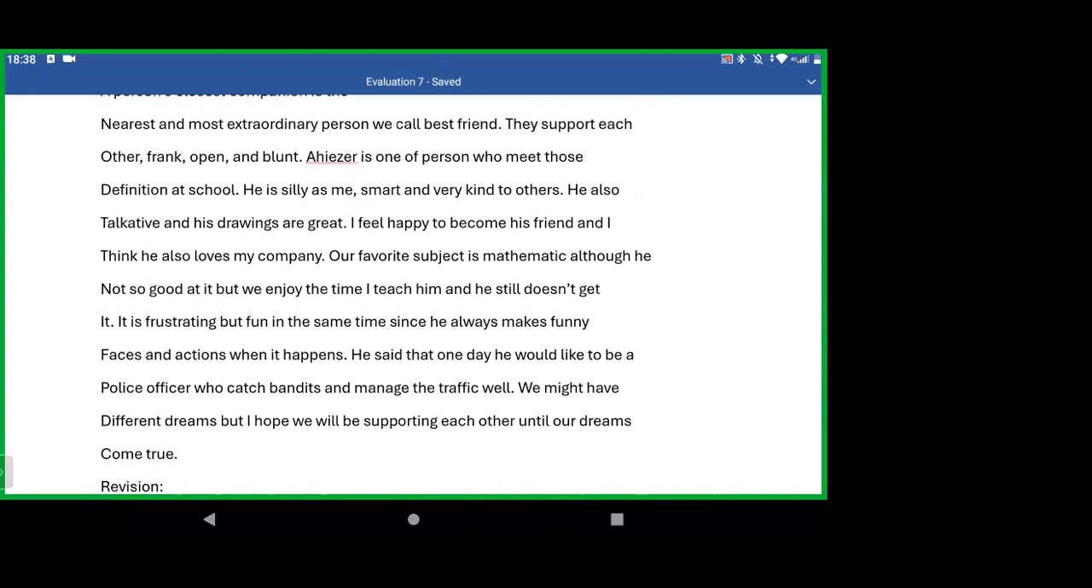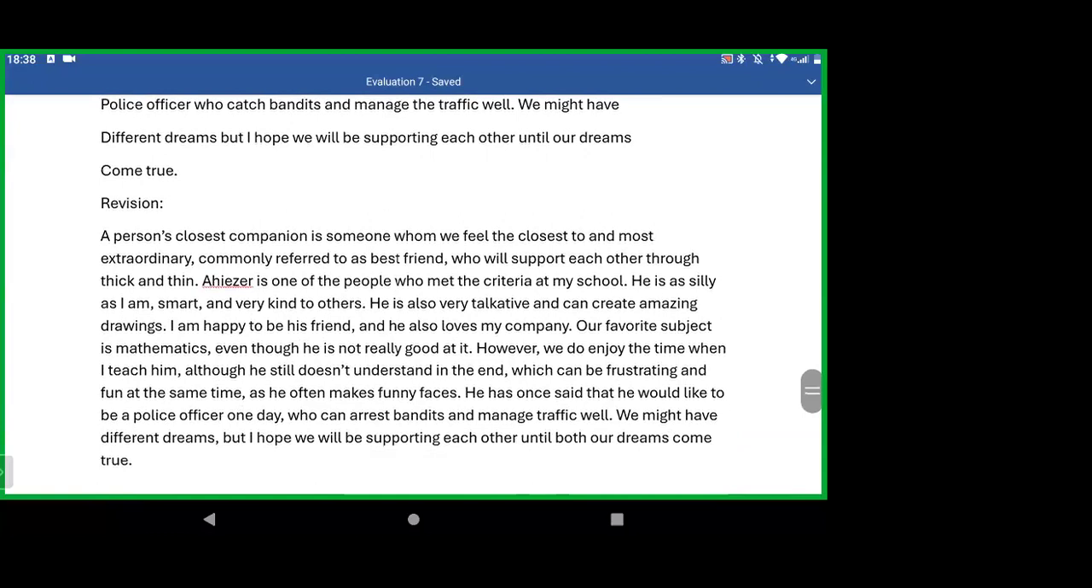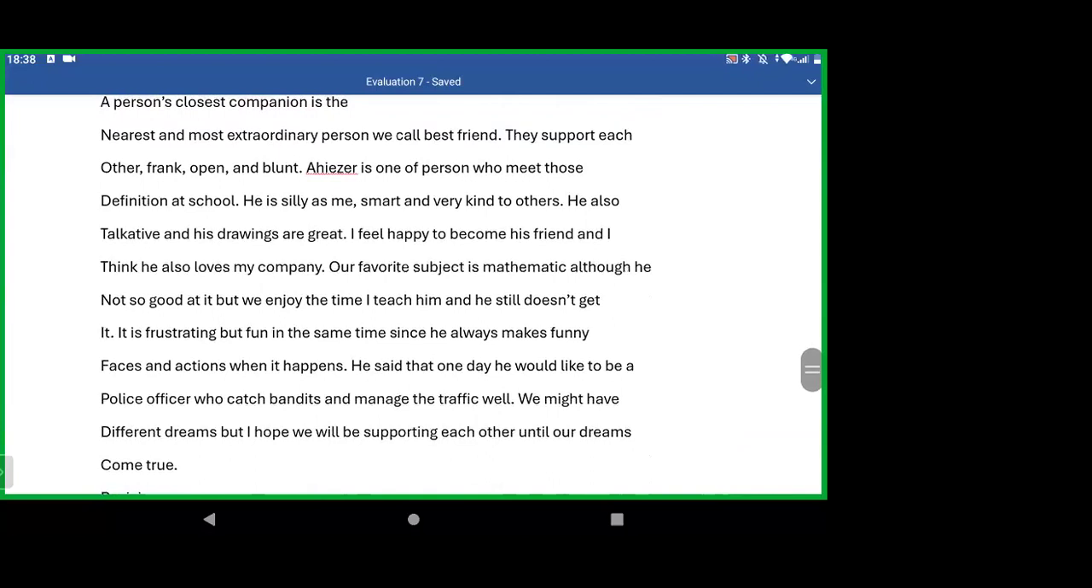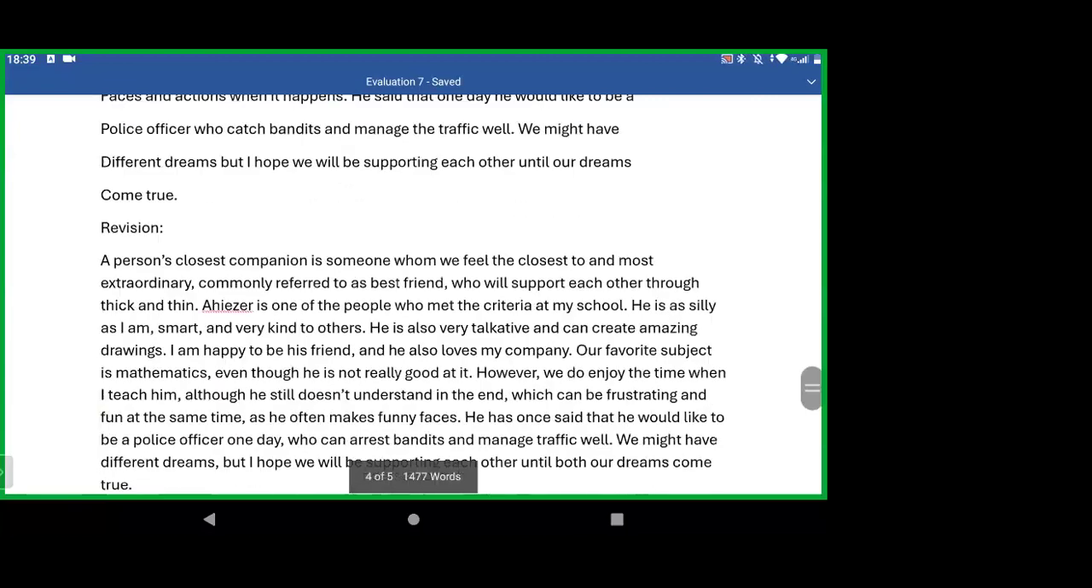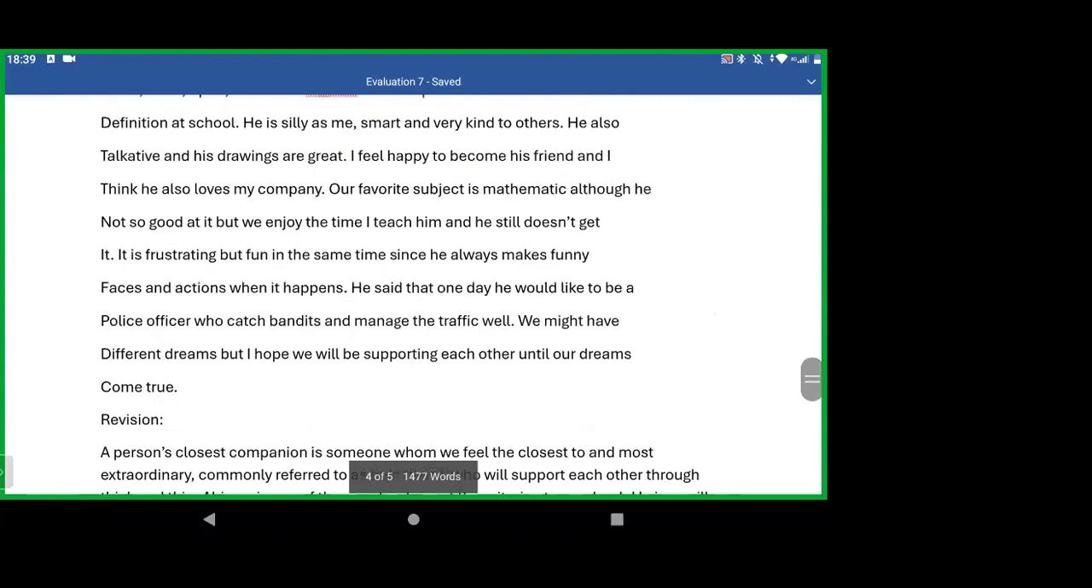Okay. A user is one of person who met those definition at school. So I changed that a little bit: a user is one of the people who met the criteria at my school. I understand that a user is one of the many people that you met at your school that met the definition of your closest companion. So you're trying to emphasize that a user is one of the many people. So you should say one of the people.